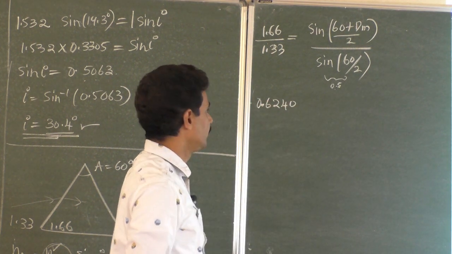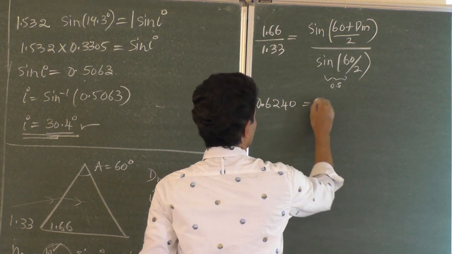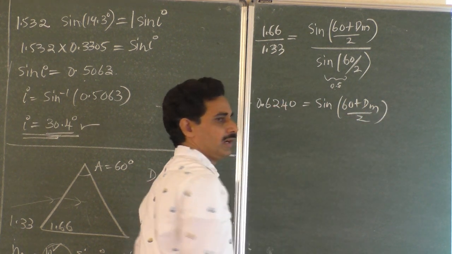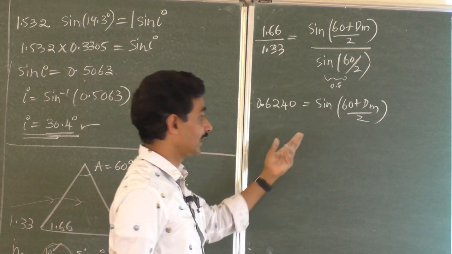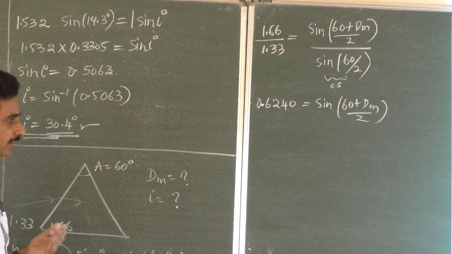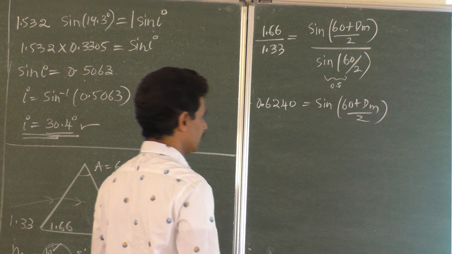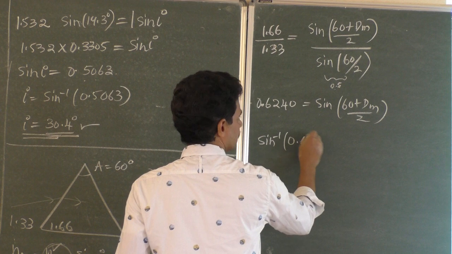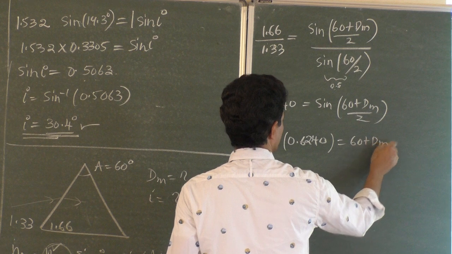Suppose anywhere, if you get a problem where you multiply it and get sin, and this should be equal to sin of 60 plus dm by 2. Sir, suppose we get this answer more than 1, what will we do? Because sin inverse of more than 1 doesn't exist. In such a case, that is not possible. You can't have a ray of light producing minimum deviation in this prism. You shouldn't get any number greater than 1 here. So, sin inverse of 0.6240 is equal to 60 plus dm divided by 2.